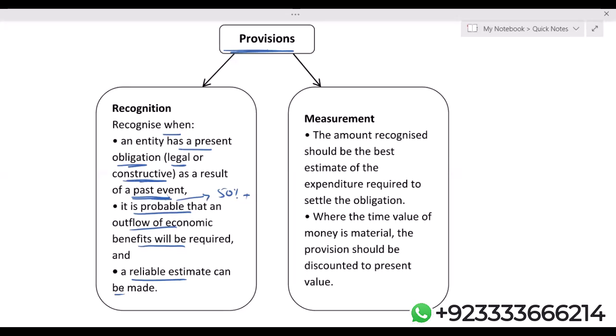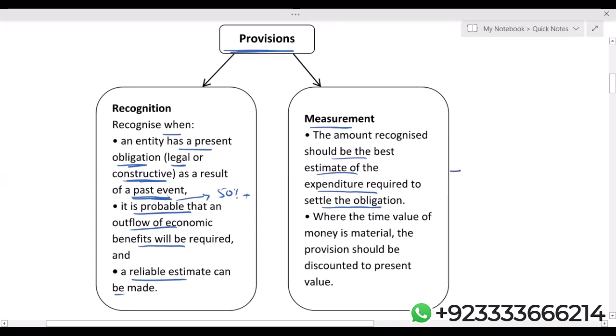Because the first point says an entity has a present obligation, legal or constructive, as a result of a past event. Past event. The second is that there is a more than 50% chance there will be an outflow of economic benefit. And the last point is that a reliable estimate can be made. Measurement: the amount recognized should be the best estimate of the expenditure required to settle the obligation.